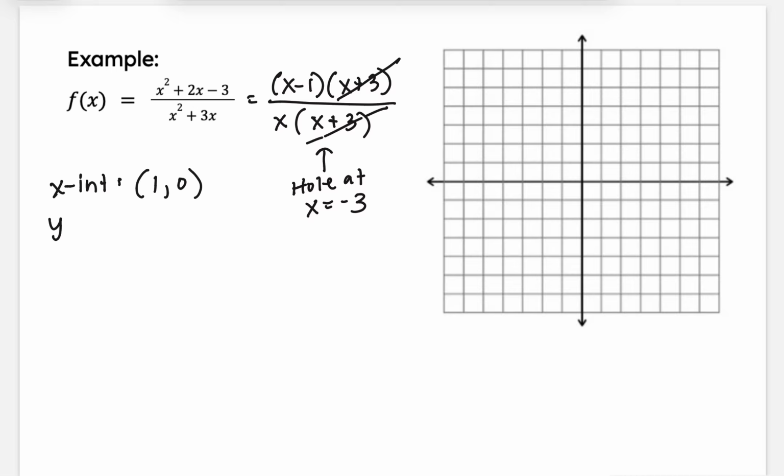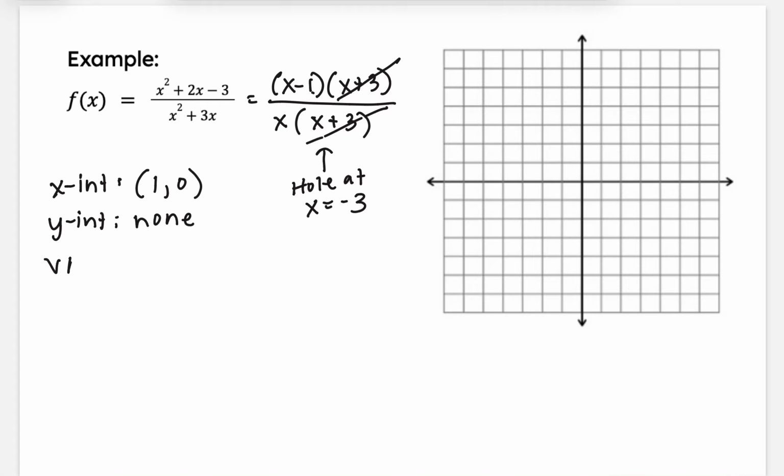Okay, my y-intercept, if I plug in 0 for both of the x's, 0 minus 1 would be negative 1 over 0, which I can't do. So that means that I don't have a y-intercept. So if it causes it to be undefined, it means I don't have it.